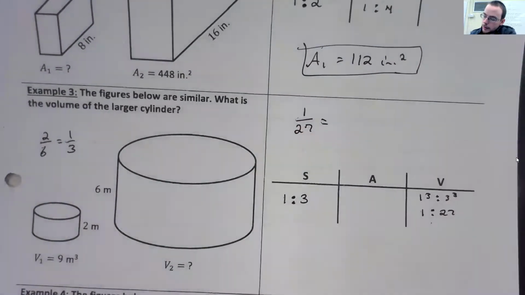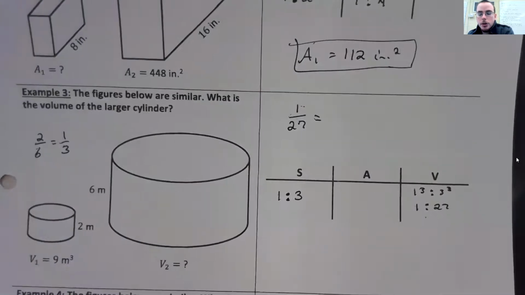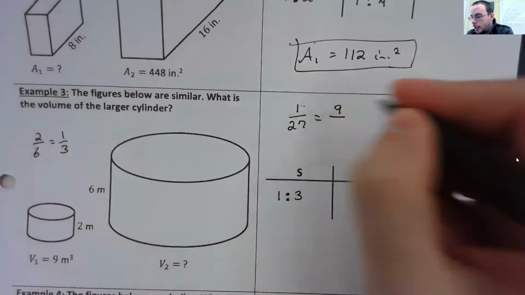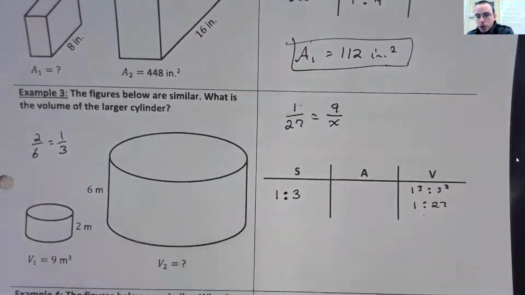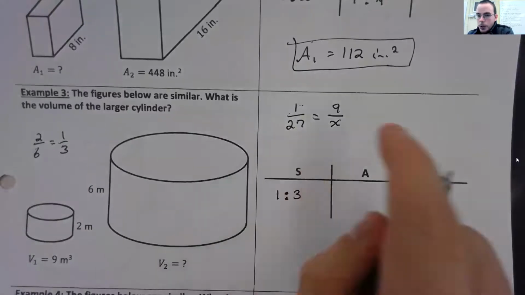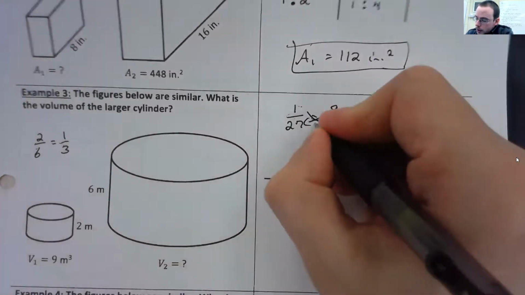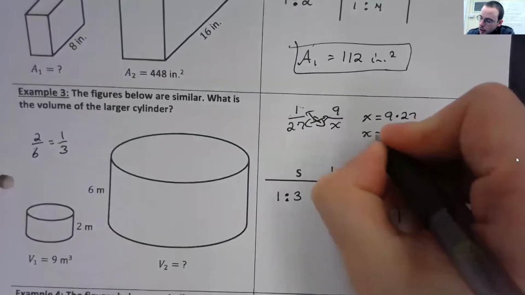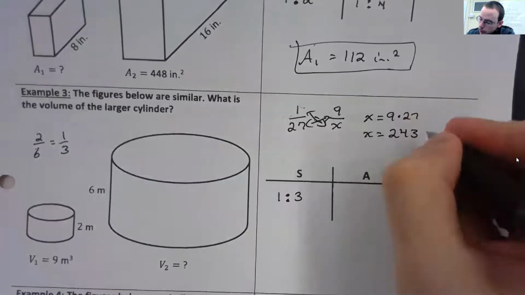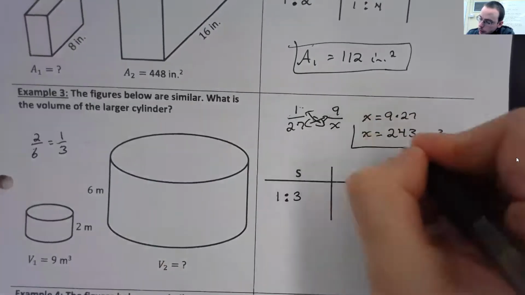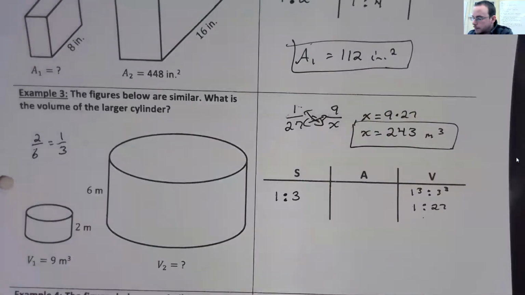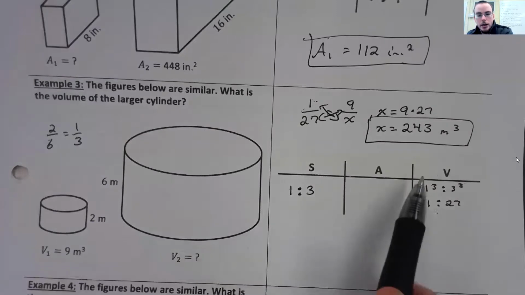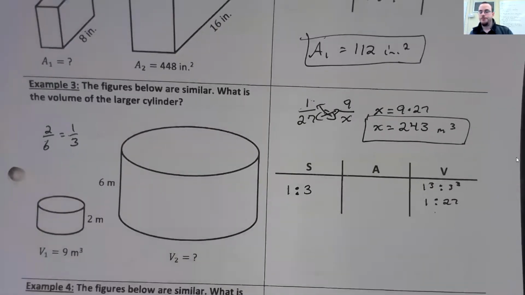Now that we have the ratio of the volume, we can determine the other volume. So 1 over 27. 1 is our smaller figure, so we need the smaller figure up top again, so that would be 9. We don't know what the larger volume is, so that would just be X. We have a proportion here, so cross multiply, and you get that X is equal to 9 times 27. If you do that, you get 243 meters cubed for the volume of the larger one. And again, to check yourself, you can do 9 over 243, which is 1 over 27.